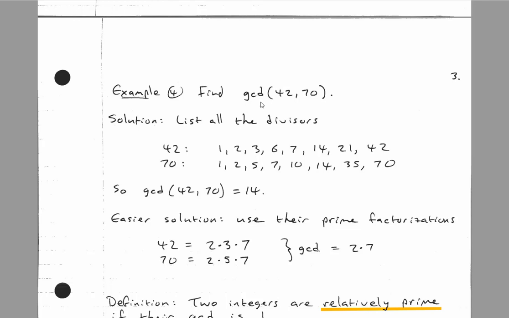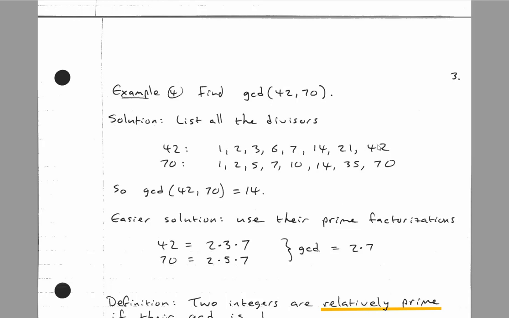In this example, find the GCD of 42 and 70. Well, for the first solution, we could do it the same way. It's kind of labor intensive. So 42, 1 is a factor. 2 times 21. 3 is a factor. 3 times 14. 6, 7, 14, 21, 42. Yes, hopefully we've got them all.